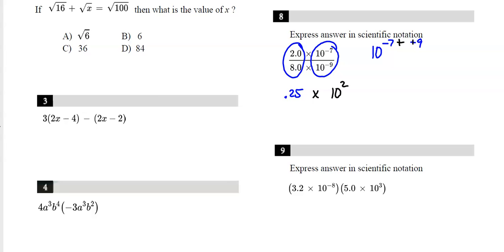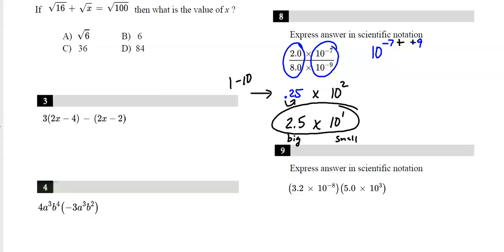Now, this is really close, but to be scientific notation, this number needs to be somewhere between 1 and 10, and it's not. So I'm going to make this number bigger by a factor of 10. I'm going to call it 2.5. Since I made this number bigger, I have to make this side smaller to keep it balanced. So that 2 is going to reduce down to a 1, and there's my answer in scientific notation.